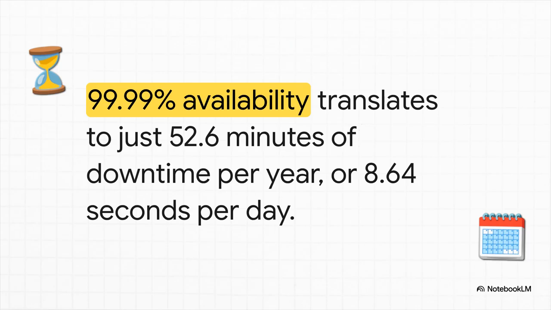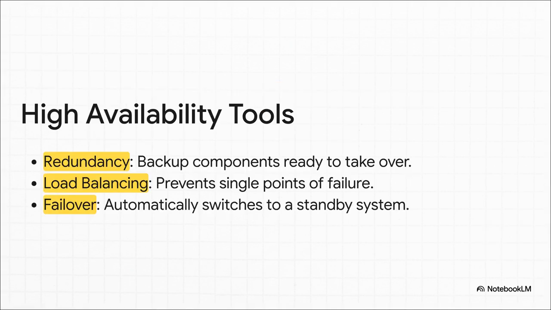So how on earth do engineers actually achieve this? Well, the strategy is all about getting rid of any single point of failure. You build redundancy into every single layer, with backup parts just waiting to take over. You use load balancers, so if one server dies, traffic just gets rerouted automatically. And you have failover mechanisms, so if an entire database fails, a copy can take its place almost instantly.